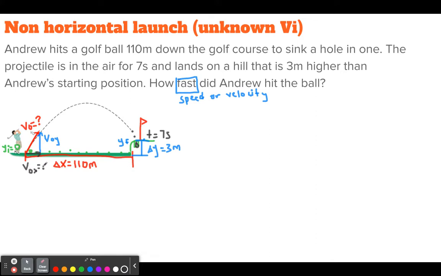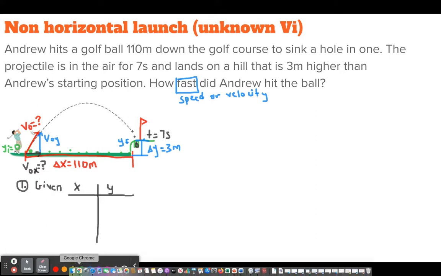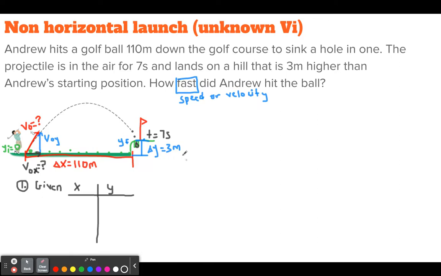Okay, lucky for us, the process to solve these is exactly the same. So our first step when we approach these, we're going to write out our givens, what we know, in both the x and the y directions. So what do we know? We know the height in the y, we know the range in the x. So let's add those to our t-chart.